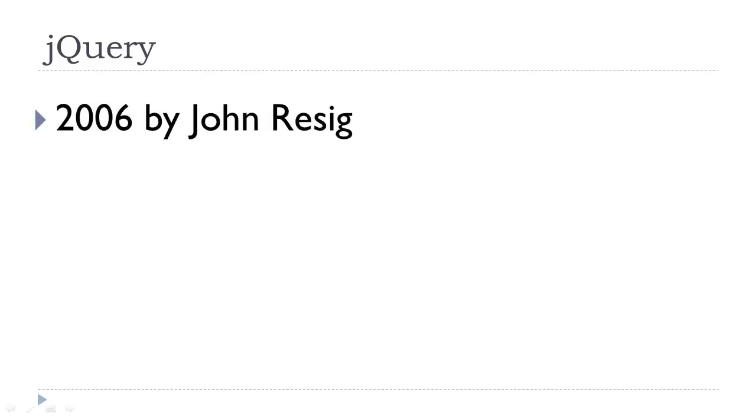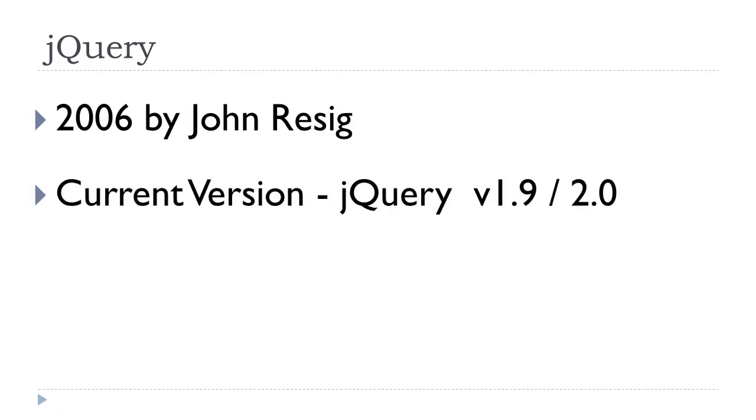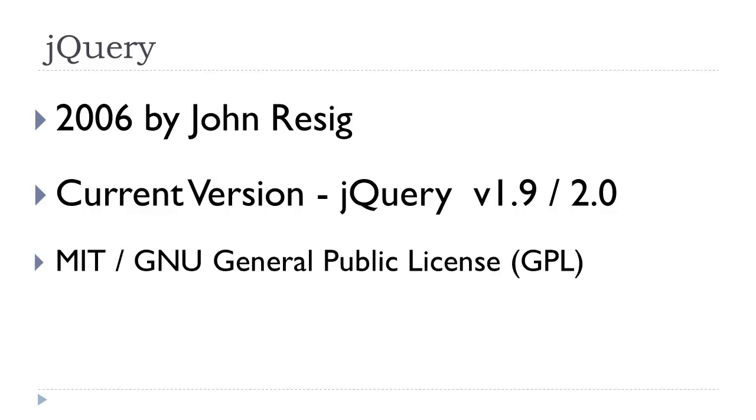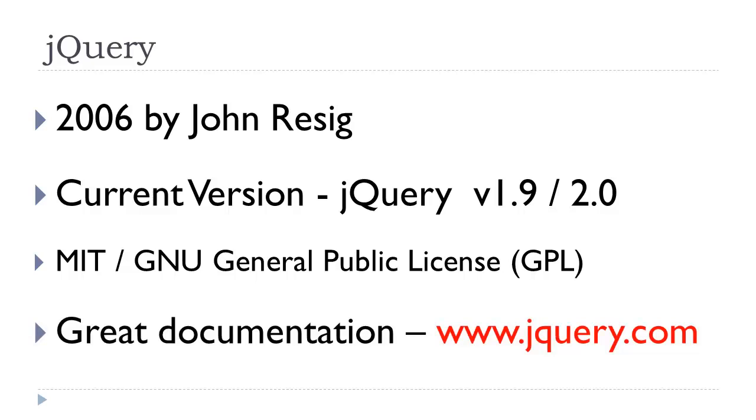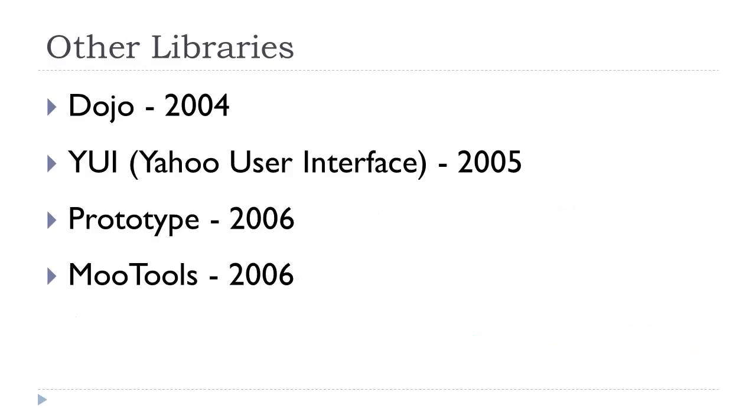jQuery was developed in 2006 by John Resig. The current version is actually a little higher than 1.9. And there is a lot of awesome documentation at the jQuery.com website. jQuery is not the only JavaScript library, and it was not the first. Dating back to 2004, there were some others. jQuery has emerged as the most popular.